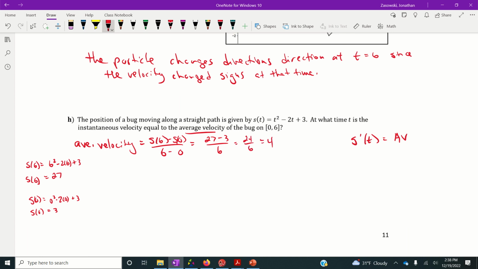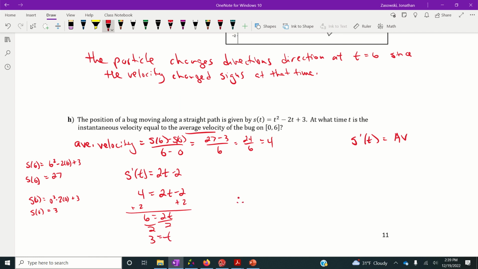So now all I have to do is set s prime of t equal to 4 and solve. So s prime of t equals 2t minus 2. Actually, we'll save that to the end. Sorry about that, I'm jumping ahead of myself. So we're going to set s prime of t equal to 4. So 4 equals 2t minus 2. Add 2 to both sides to get 6 equals 2t. And divide by 2 to get 3 is equal to t.